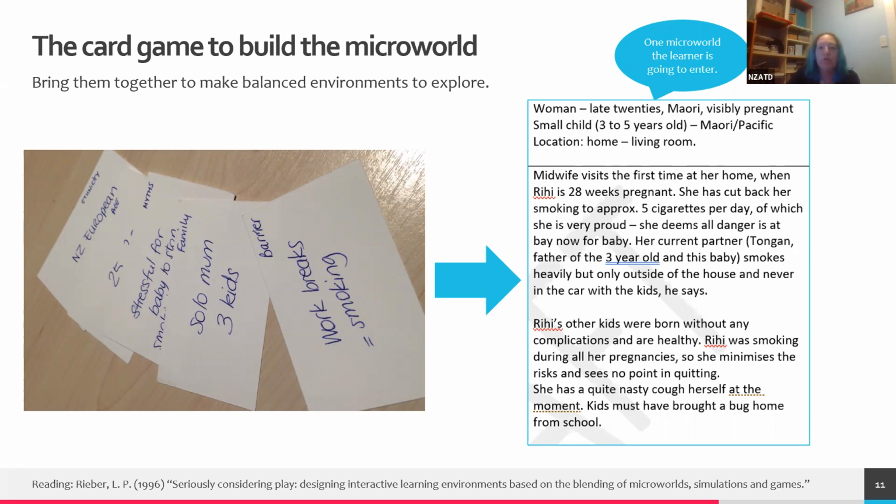Here, that's one of the micro worlds that the learner is going to enter. It's the world of Rigi, who's 28 weeks pregnant. She's Maori, and she's got all this background. She's got a 3-year-old, and the father of the baby smokes, and so on. So that's your little mini world that you create for the learner to step into. This is what's going to happen and where they need to make choices. The location is the home living room of this person, and that's where the scenario is going to happen.